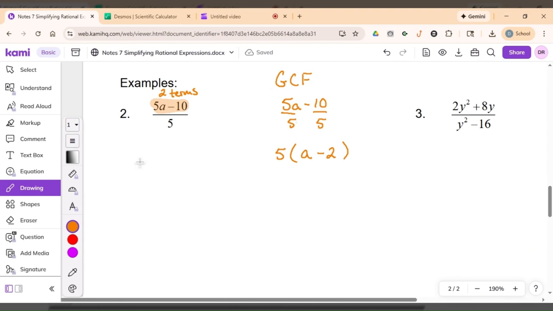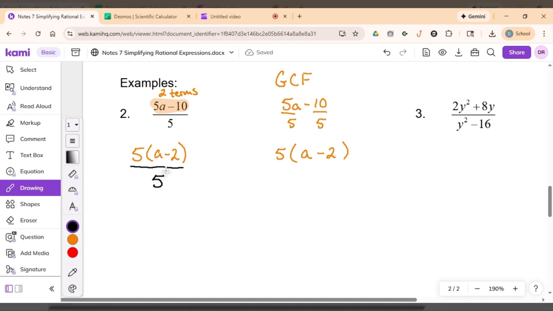quantity a minus 2. So I'm going to go back to this fraction here and rewrite this as 5 with those parentheses. Great. Now the denominator, if you check it, just has one little piece. You can't do anything to that. So we're going to leave it exactly as we see it.